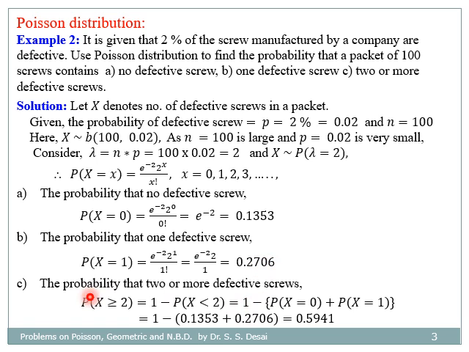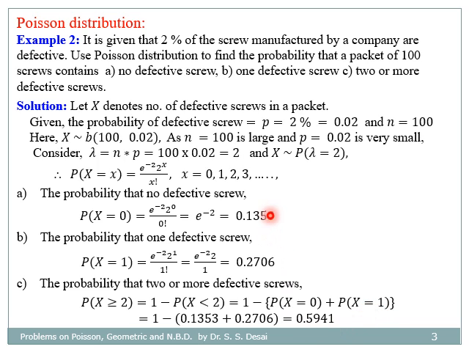0.2706. Third bit, the probability that there are 2 or more defective screws, that is equal to probability that X is greater than or equal to 2. So this can be obtained using the concept of complement of an event, which is equal to 1 minus probability that X is less than 2, that is equal to 1 minus the sum of probability that X is equal to 0 plus probability that X is equal to 1.